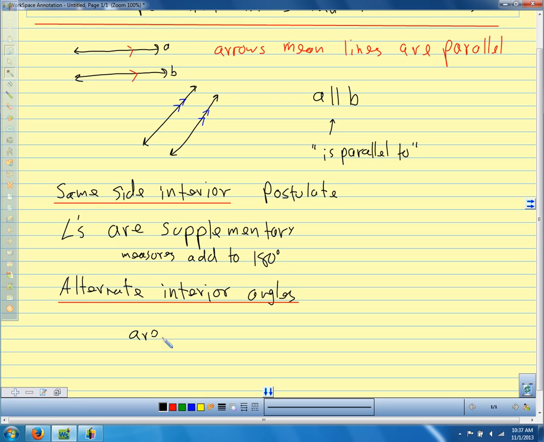So we have one person that says they're the same, one person that says supplementary. Both good guesses. It turns out, and we approve either of alternate interior or alternate exterior, they're really the same thing. It turns out that alternate interior angles, when we have parallel lines, are congruent.